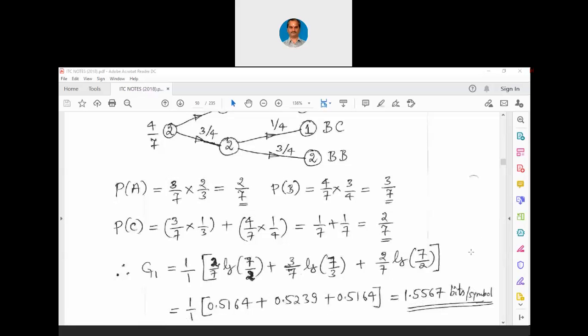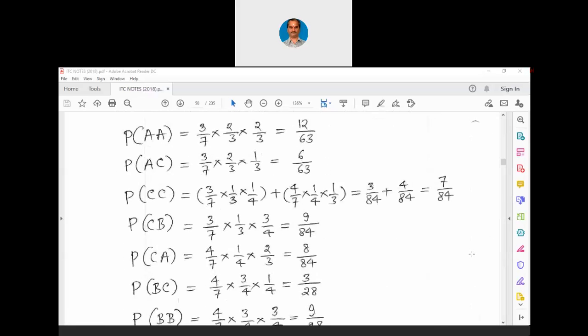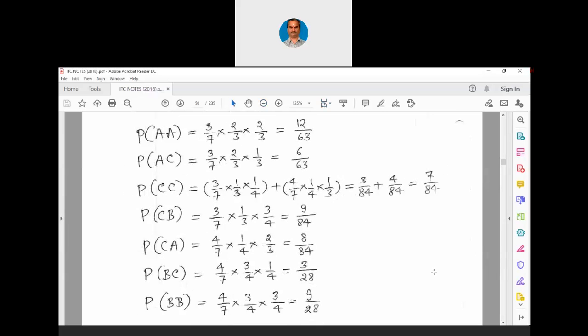Now proceeding with G2. P of AA is found out accordingly. P of AA, P of AC, P of CC, CC is occurring twice as we have seen earlier. And then P of CB, state probability into the transition probability is here, right? It is a state to state transition where the symbol has a probability there. That is now called as transition probability in terms of Markov sources. So you can see that we have computed all the probabilities of the sequences taking two symbols in a sequence.